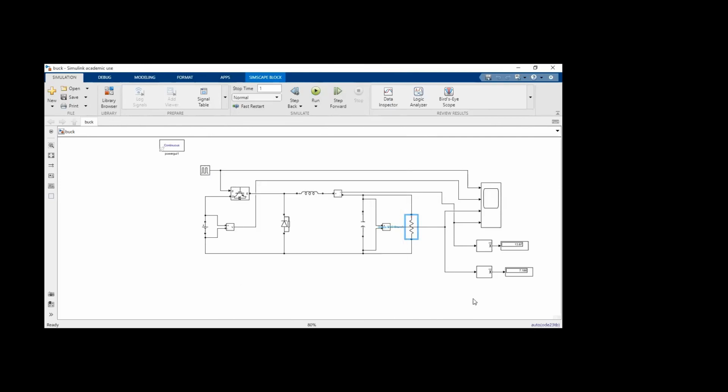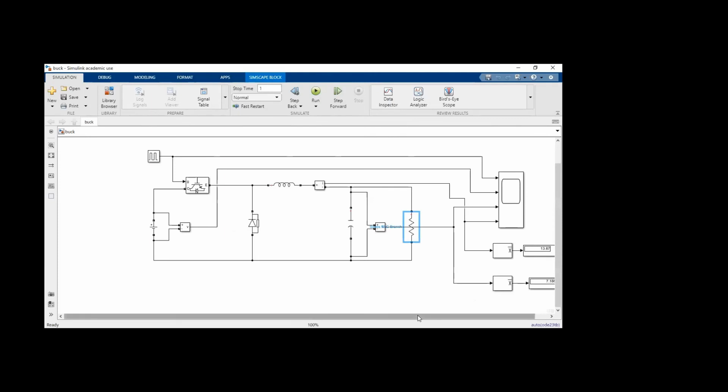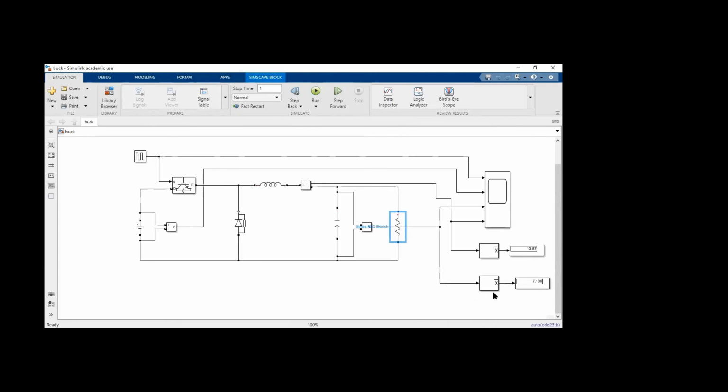Now earlier how much I got output voltage? Can anyone say? Now you can see the output voltage and output currents. So this is the voltage and this is the current. Current is 13.87 and voltage is 7.187. So my theoretical calculations and the simulations are matching.